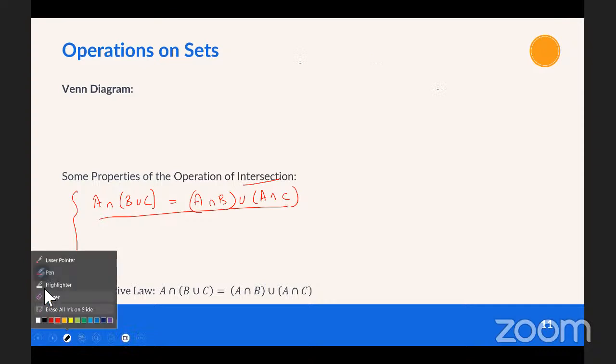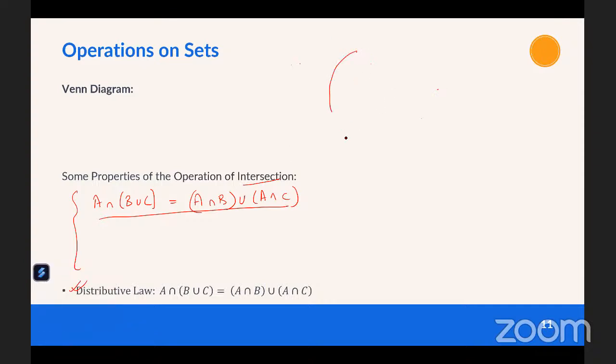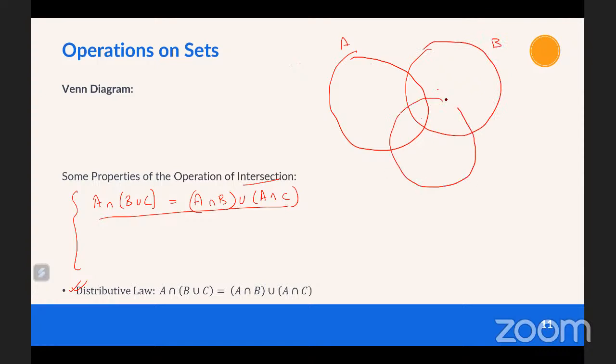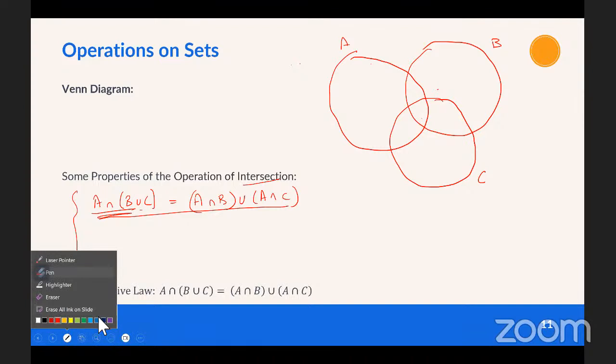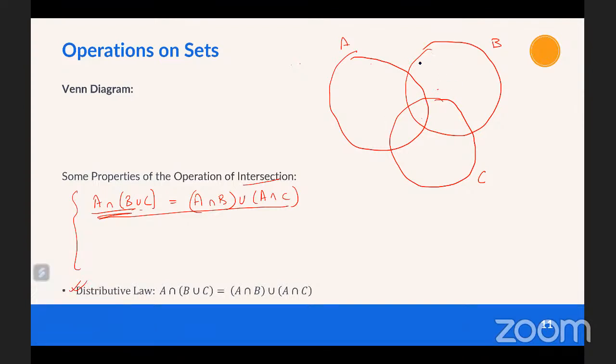So suppose we have three sets. Set A, I'm not drawing very good circles, by the way. Set B and set C. So the left hand side of this expression says that we have to do B union C. So what is the region of B union C? B union C will be this region. Right? This region will be B union C.